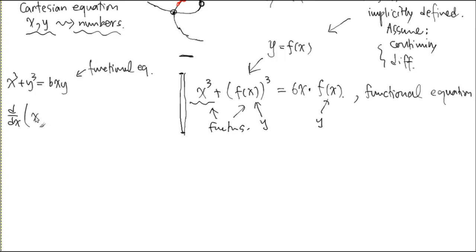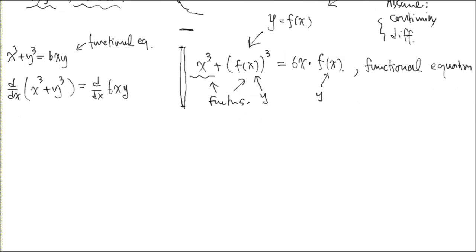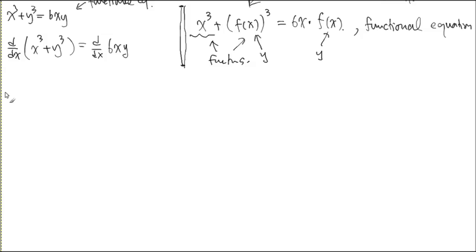d/dx of x cubed plus y cubed is equal to d/dx of 6xy. If these were numbers, differentiating would give 0, but we're looking at them as functions, correct? So let's do this carefully. Now, left-hand side, we're not setting this one equal to each other. These are equal. If this is the same function, of course the derivative is the same, correct? So you see there's a 3x squared on the left-hand side. 3x squared. Sum rule and power rule.